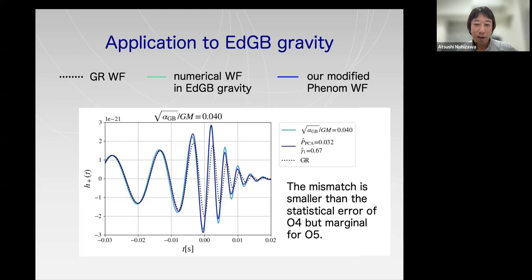And a stronger coupling, even stronger coupling case. In this case, the fitting is not so good. The mismatch is smaller than the statistical error of O4, but marginal for O5. And also this coupling strength is the edge of the perturbative treatment. The perturbative formalism starts to break down. So this is the valid range of our waveform.